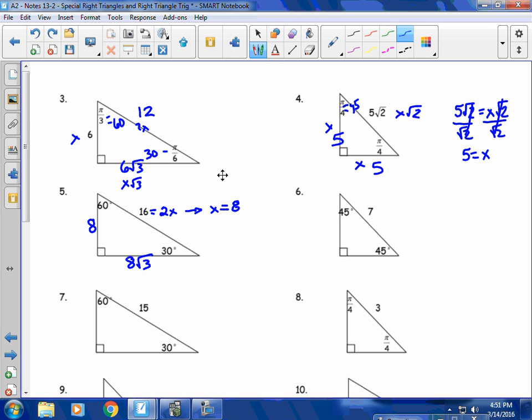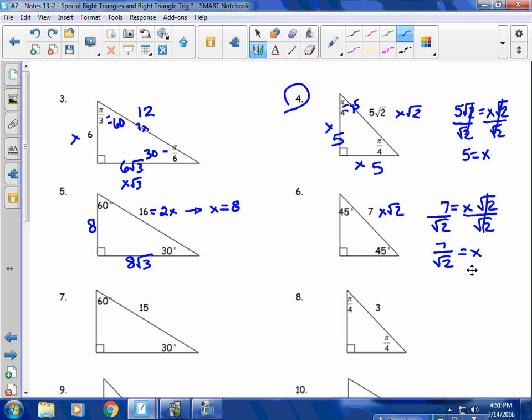Number 6, we're back to 45, 45, 90. The 7 is where what normally would be? X radical 2. So this one might not be as easy as number 4 was. So I've got to say 7 equals x radical 2. If I want to solve for x, what do I do? Divide by radical 2. Okay, so I get that 7 over radical 2 equals x.